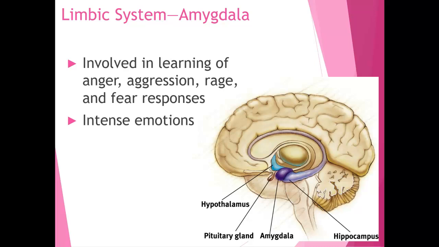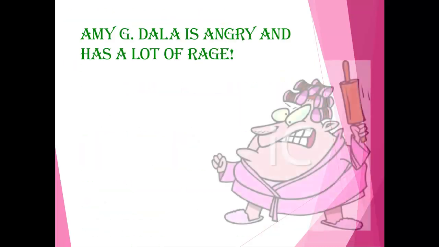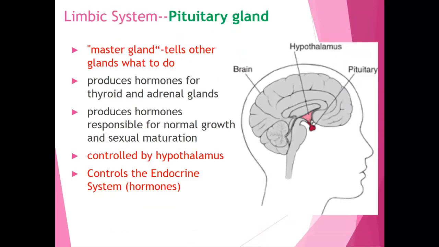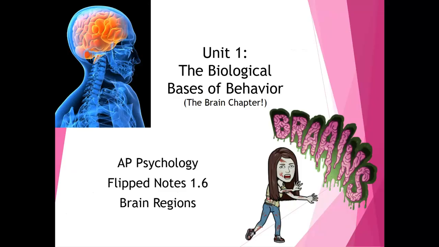The amygdala is the fear and aggression and anger sensation area of the brain. Amygdala is angry and has lots of rage. Let's see. The pituitary gland is the master gland. It is controlled by the hypothalamus, but it tells all the other glands what to do. And that was our parts of the brain.